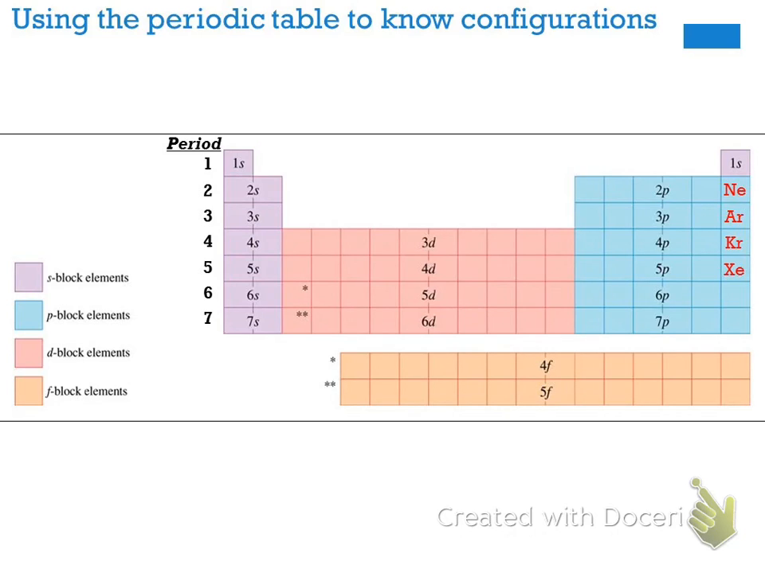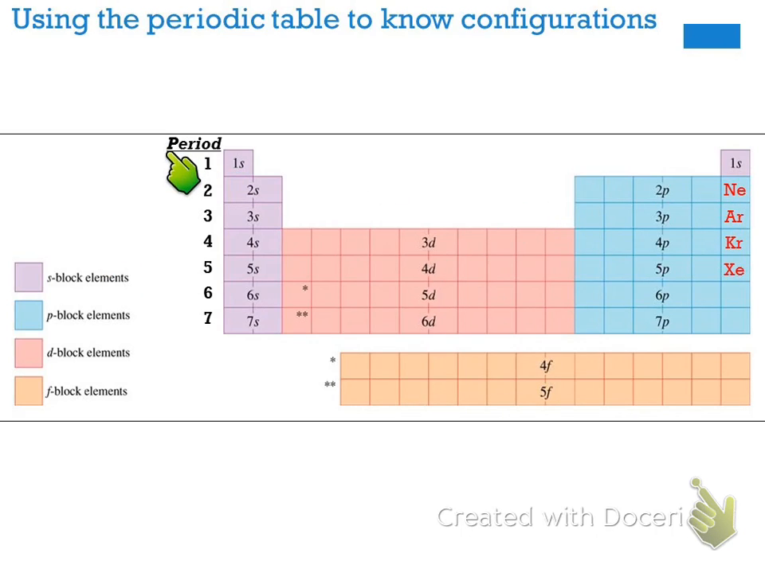Kind of like a dumbbell, right? Looks like a dumbbell. So after we fill the 1s orbitals and we fill the 2s orbitals, we're going to fill the 2p orbitals. That's where electrons start filling next, okay? So you can see we follow along on the periodic table. We're going to fill those electrons first, okay?